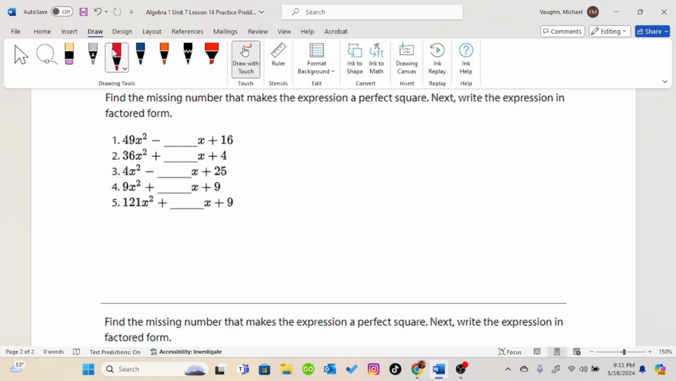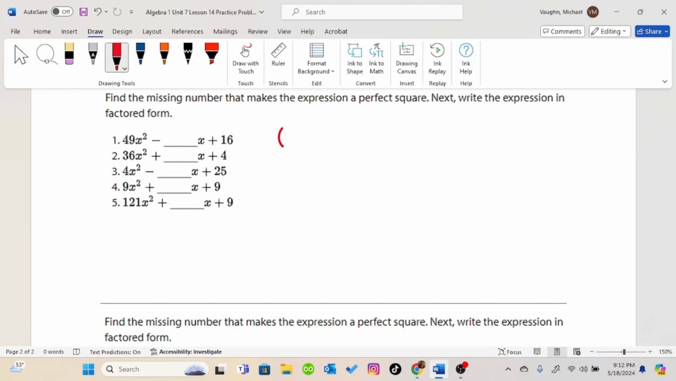Page 2, find the missing number that makes the expression a perfect square. Next, write the expression in factored form. Well, we're going to do these at the same time. Remember, to come up with the factored form, I need to know what the factor of 49x squared is for it to be a perfect square.